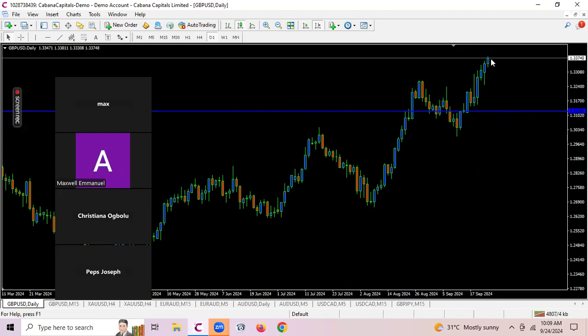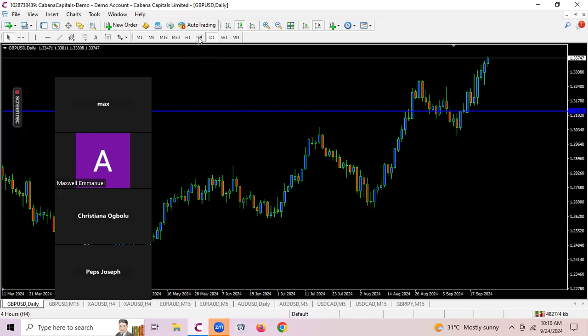So I'm waiting for a pullback on GU. I'm waiting for a sell opportunity on GU. So what should we look out for on GU today? We should wait for a bearish reversal pattern to form on GU.